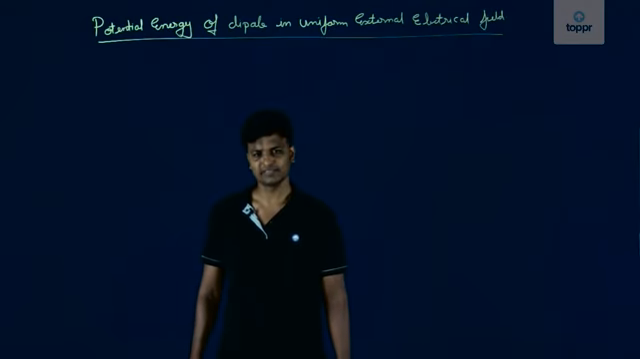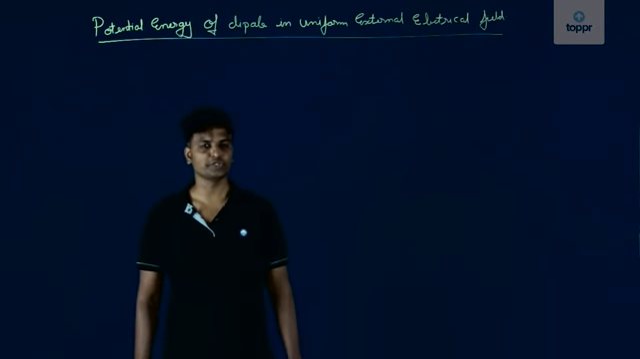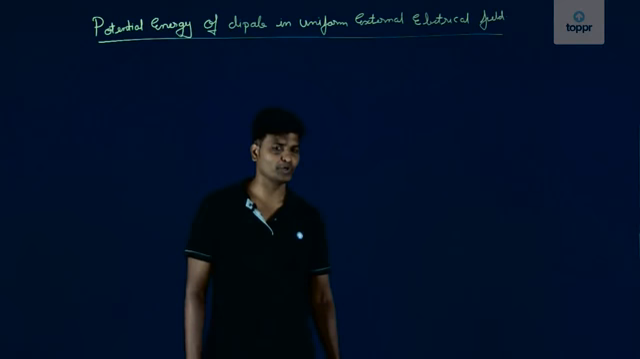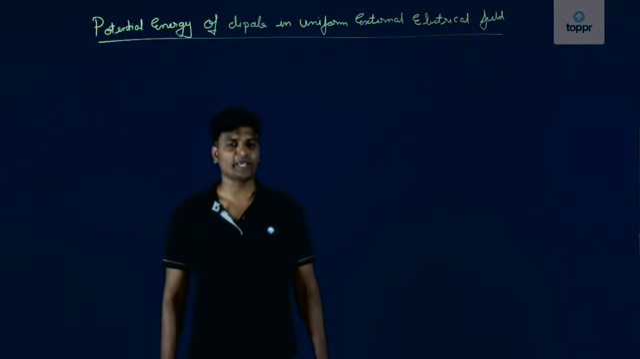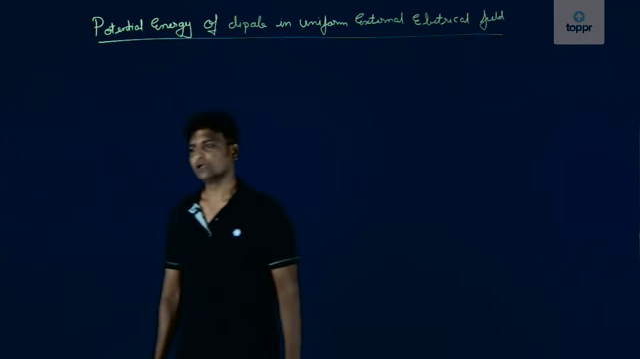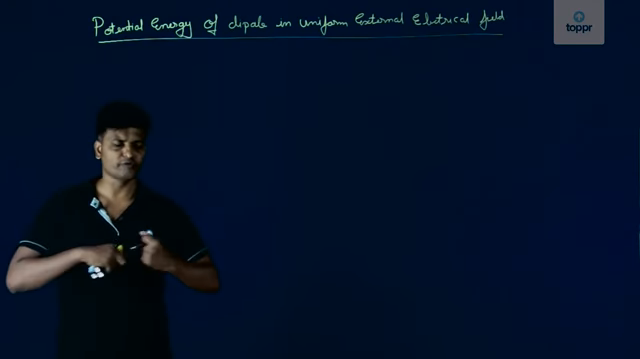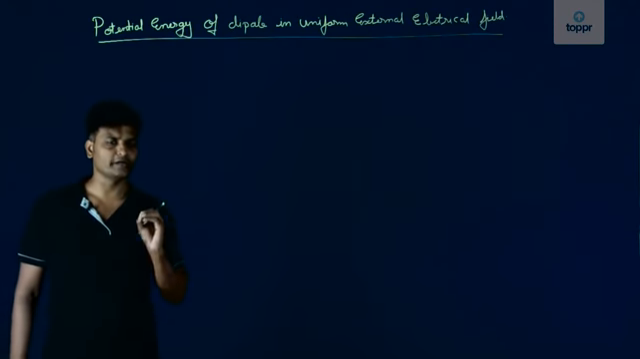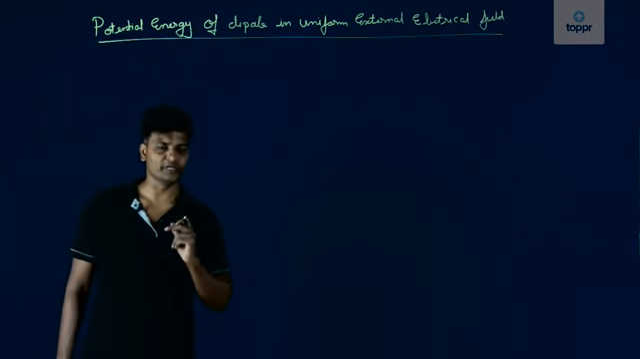Hello friends, in this session we are going to find out the potential energy of an electric dipole which is placed inside a uniform external electrical field. Okay, so let us see how to find out. First of all, we will consider an electrical dipole which is placed inside a uniform electrical field.